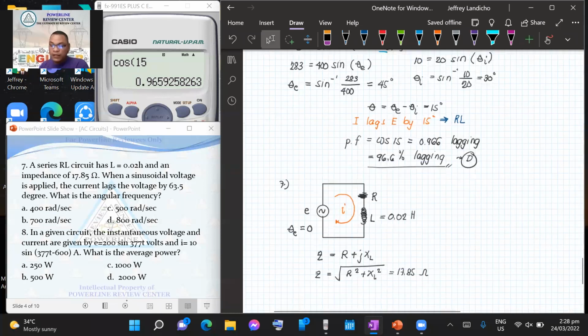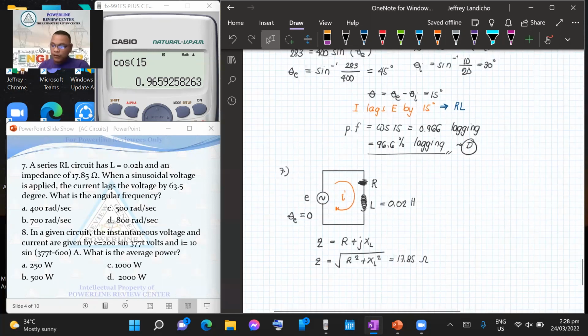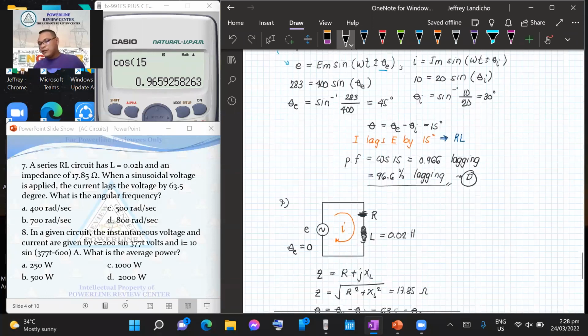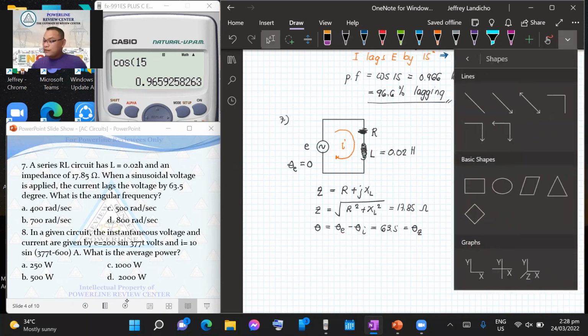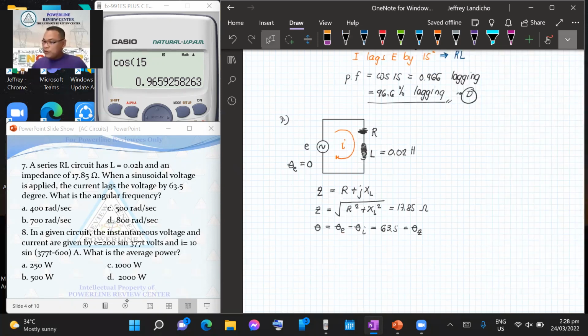Binanggit, when sinusoidal voltage is applied, the current lags the voltage by 63.5 degrees. So lumalabas, kapatid, that the phase angle between the voltage and current, it is equal kanino? 63.5. At alam natin, this phase angle between voltage and current, that is the angle of your impedance. Kaya kung babalikan natin yung ating impedance triangle, madali na nating masosolve yung kanyang angular velocity.